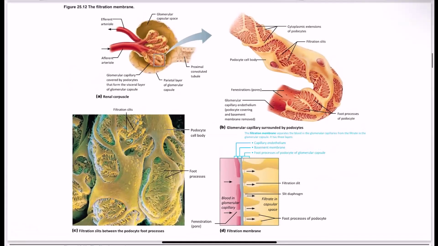These are some pictures that we're going to look at regarding the structure of the glomerulus. We're going to talk about that next. We're going to zoom in on each of these pictures.